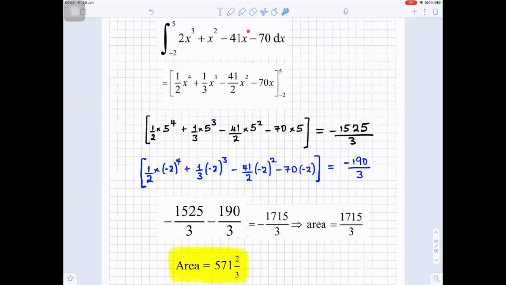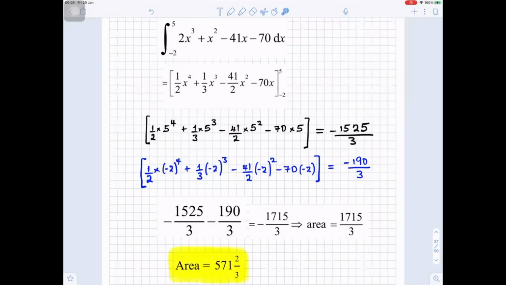41x is like 41x to the 1, add 1 to the power, 41x squared over 2. 70 is like 70x to the 0. You add 1, you divide it by 1. x to the 0 plus 1 becomes x, 0 plus 1 being 70x. And we're going from -2 to 5.